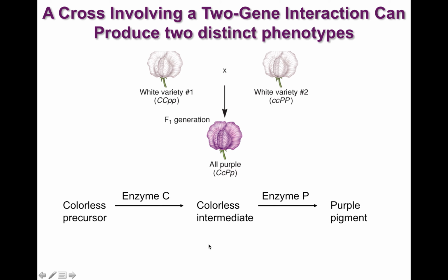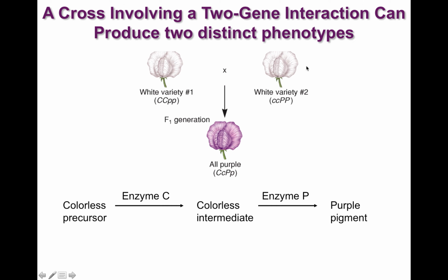So if we go back to our cross and assign some genotypes to these flowers, this true breeding strain of white variety number 1, we'll say, has two good C alleles, but the P alleles for enzyme P are mutant, both of them. So they're homozygous for the mutant P allele, recessive, and they are homozygous dominant for enzyme C. So they're making lots of good enzyme C, but no good enzyme P. All the enzyme P they make is defective.